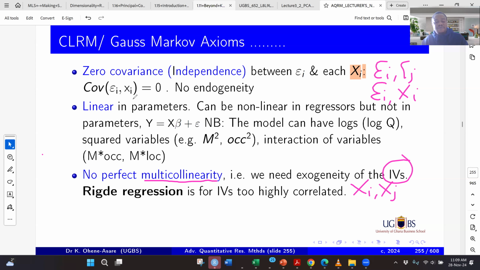So one of the assumptions of the regression is that there must be no high multicollinearity. We need exogeneity of the independent variables. The independent variable must be exogenous, that is, not themselves affected by anything. Not affected by the error, not affected by any of the independent variables, and not affected by an unknown variable that is not even in the model. They should only have a relationship with the dependent variable, the outcome, the response.